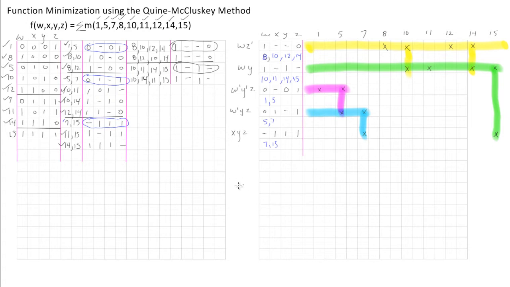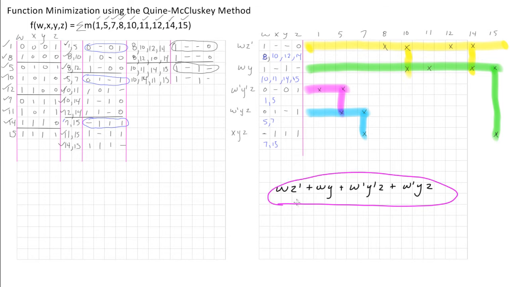So our new minimum expression, and the answer to our problem, is wz naught, wy, w naught y naught z, w naught yz. And that right there is our answer.